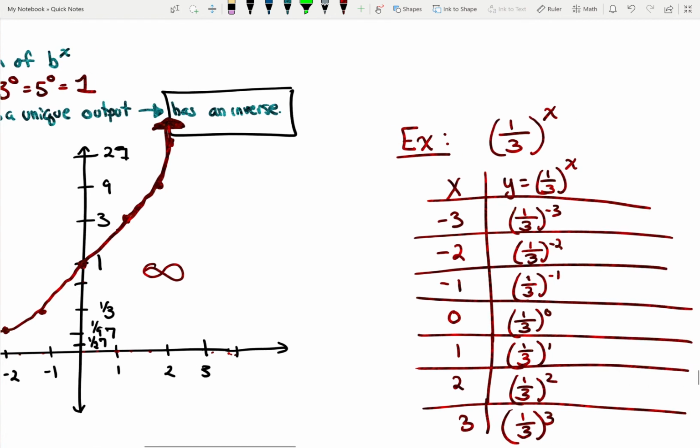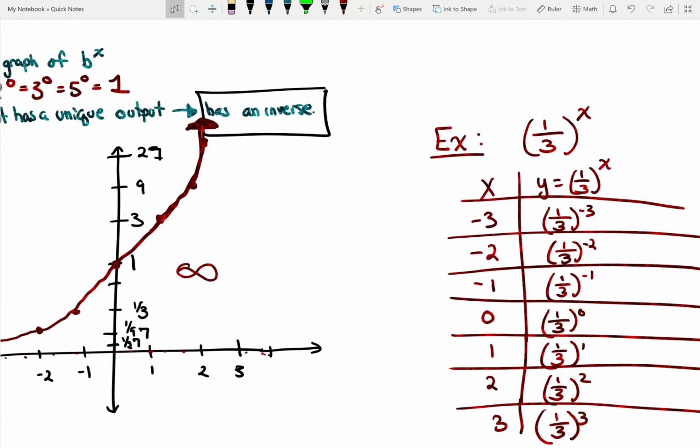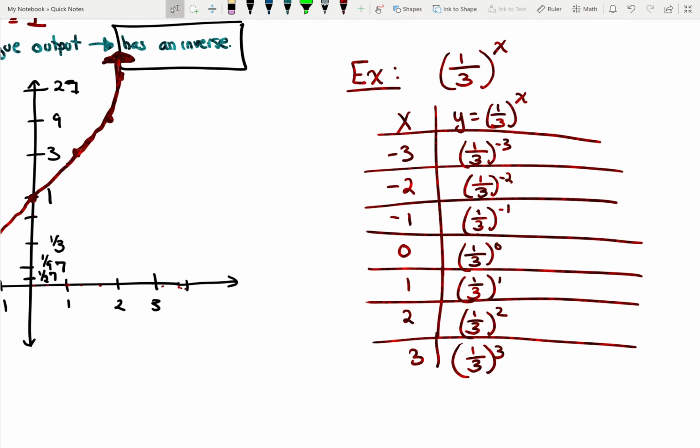All right, so now on the other side, I have 1 over 3 raised to the x. And again, I pick the same x values. Let's start with the positive ones first. Let's start with 0, the easiest one. Anything raised to the 0 is just 1. Anything raised to the first power is just itself.